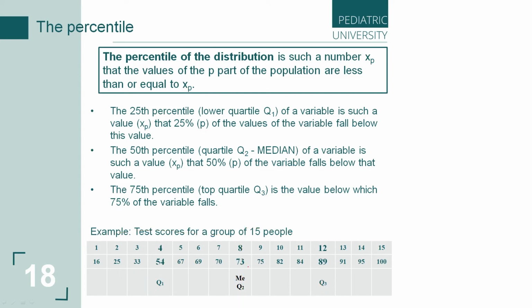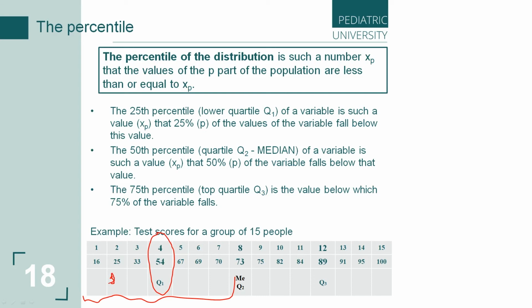What about the lower quartile, Q1? It divides the lower part in half. So this is the lower part. The center of the lower part is the lower quartile Q1, and it divides the lower part of the sample in half.